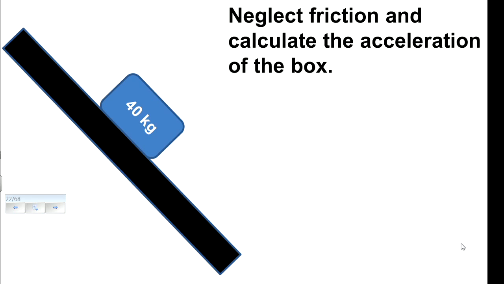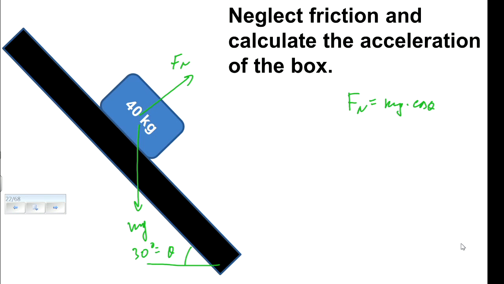So what forces do we have? Normal force and force of gravity, and that's it. No more forces. The normal force, as we said, equals mg times cosine theta, 30 degrees. Does normal force affect the motion? No, which is a good thing.